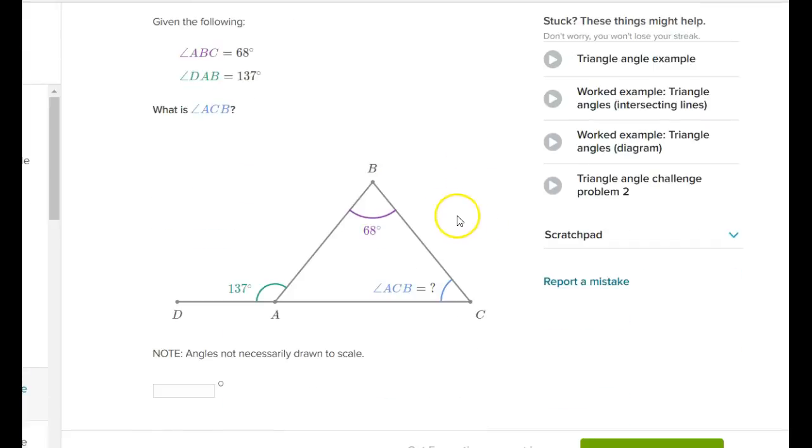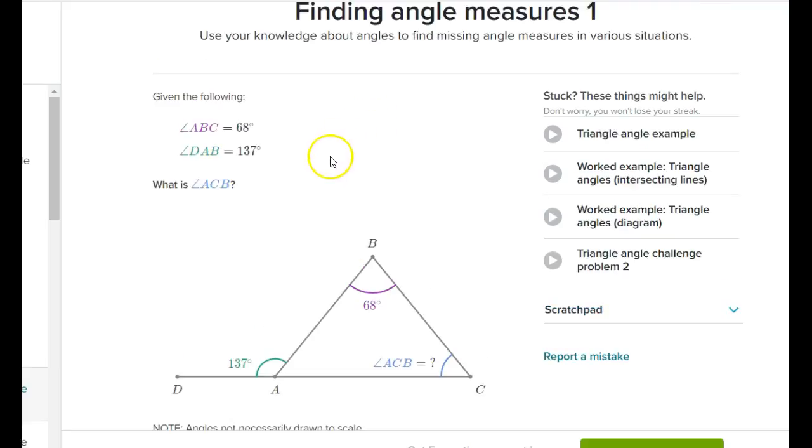Okay, so what we have here is a situation you have to learn about. This is called the exterior remote interior theorem, triangle theorem. What this relates to is these are called the remote interior angles. This is the exterior angle. You see this triangle right here. It's called remote because they're far away from that exterior angle.